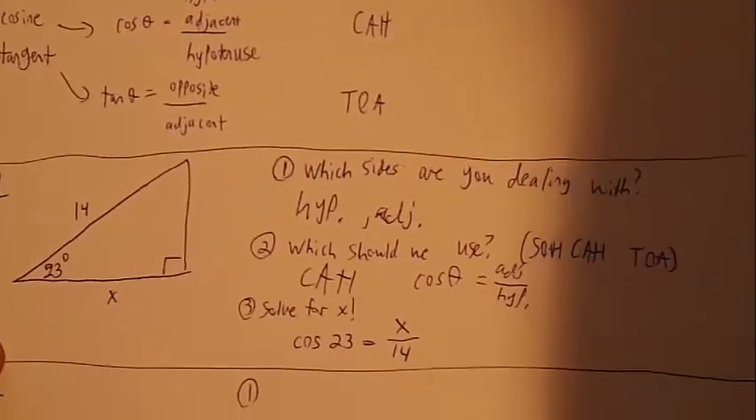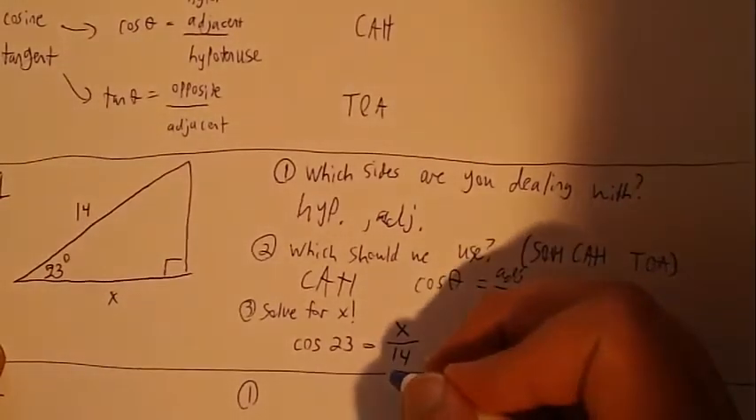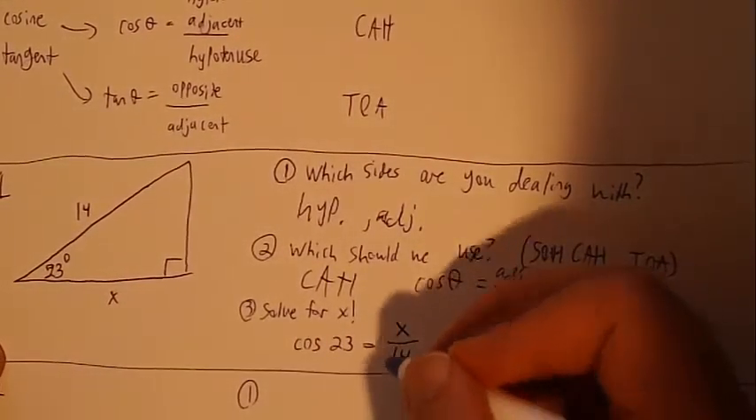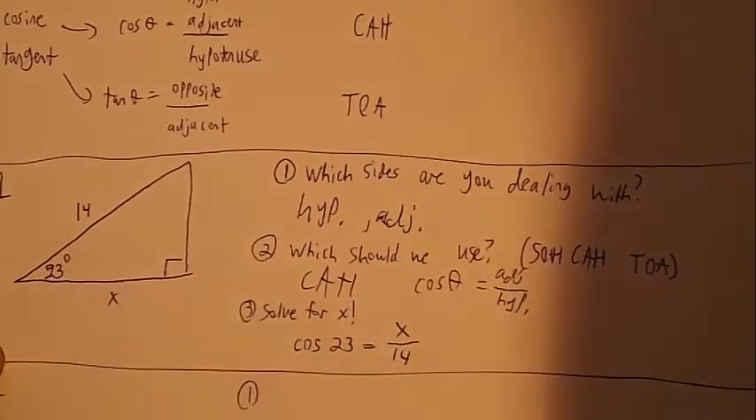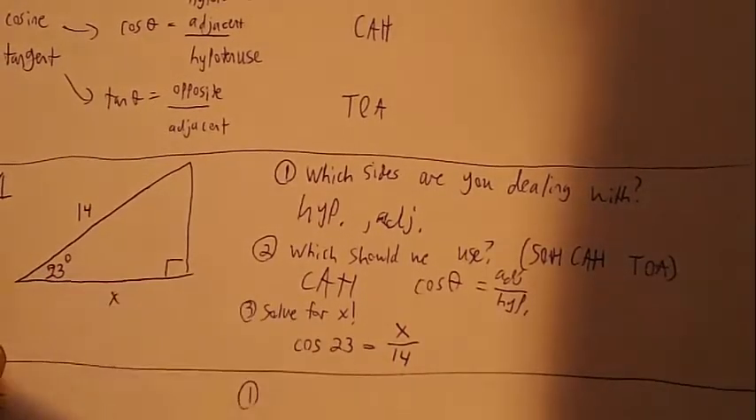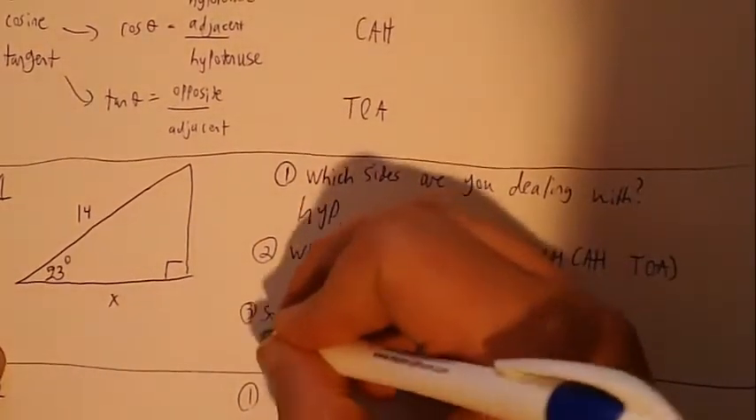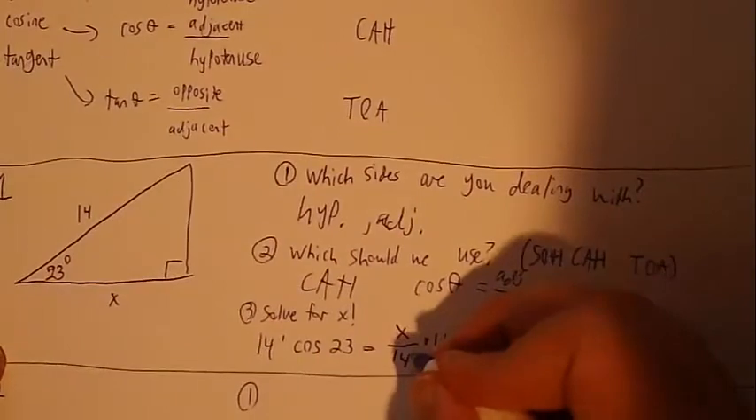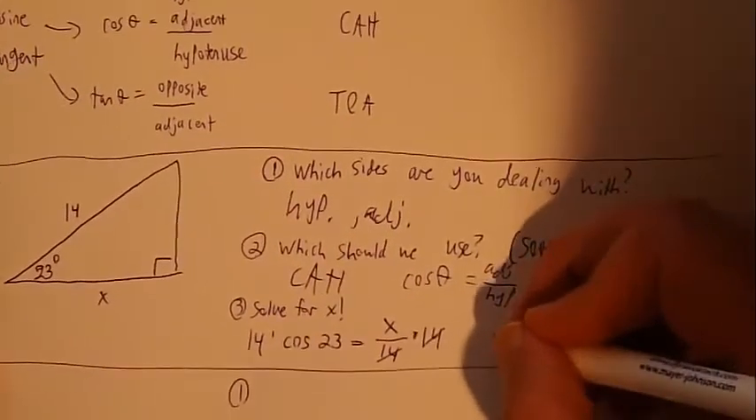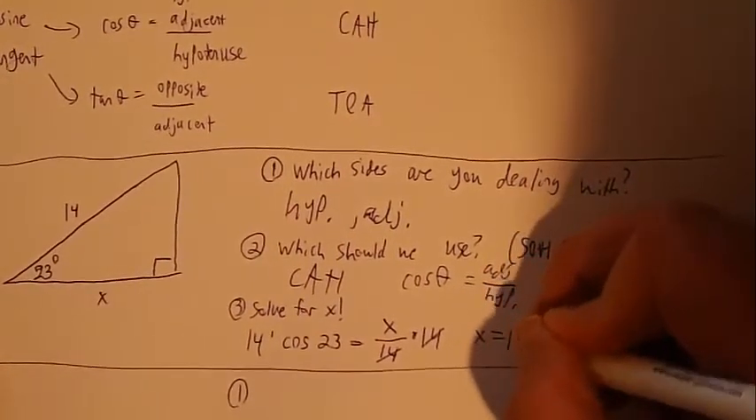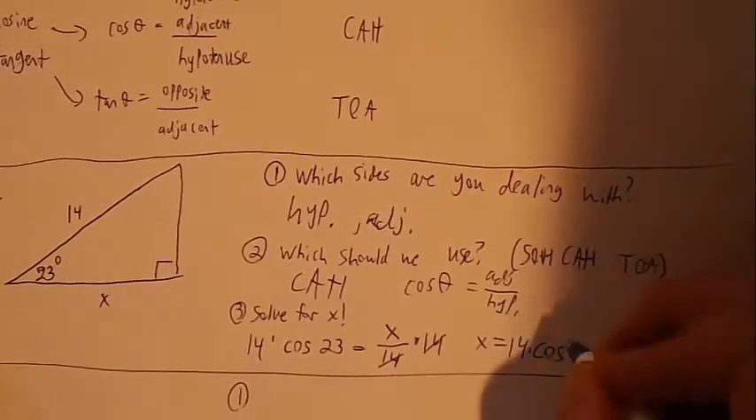And what we want to do here then is just solve it like a regular algebra equation. Here we have x divided by 14. To undo the dividing by 14, we're going to multiply both sides by 14. These 14s will cancel out, leaving us with x equals 14 times cosine of 23.